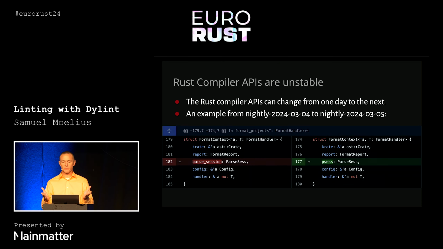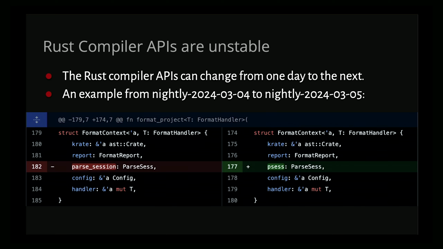So when I say that the Rust compiler APIs are unstable, what do I mean? I mean that they can change from one day to the next. And here is a specific example. The Rust toolchains have names like nightly 2024-03-04, nightly 2024-03-05. And on this particular day in early March, a Rust compiler developer decided that a field called parse session within a struct called format context would be better off if it were named psess. And from that day forward, that field was then called psess.